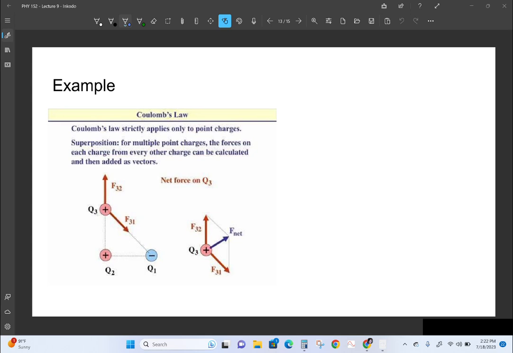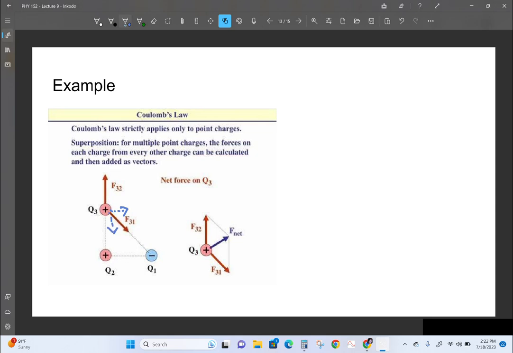If I want to find that net force, remember that I can resolve F32 into its x and y, and I can resolve F31 into its x and y. I can write them in unit vector notation, or I can make a chart, either way. I'm going to write them in unit vector notation. So for example, notice that this is going to have a positive x and a negative y.